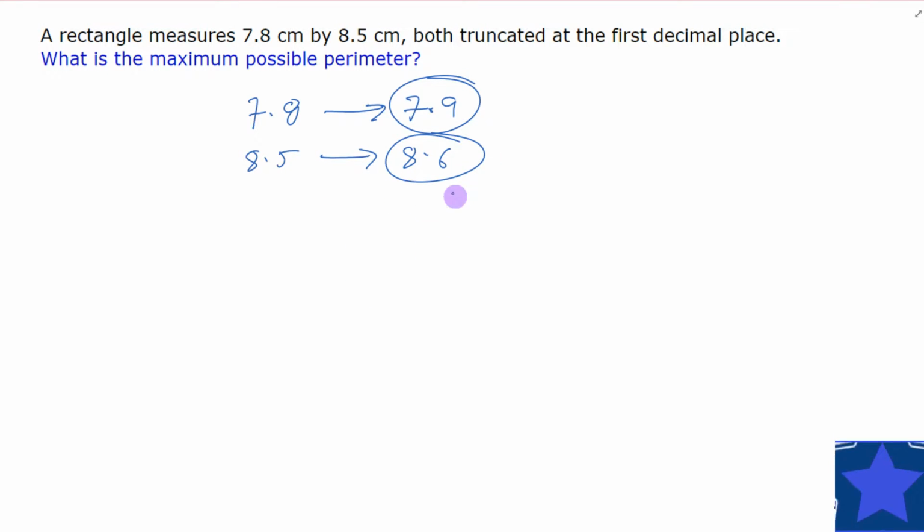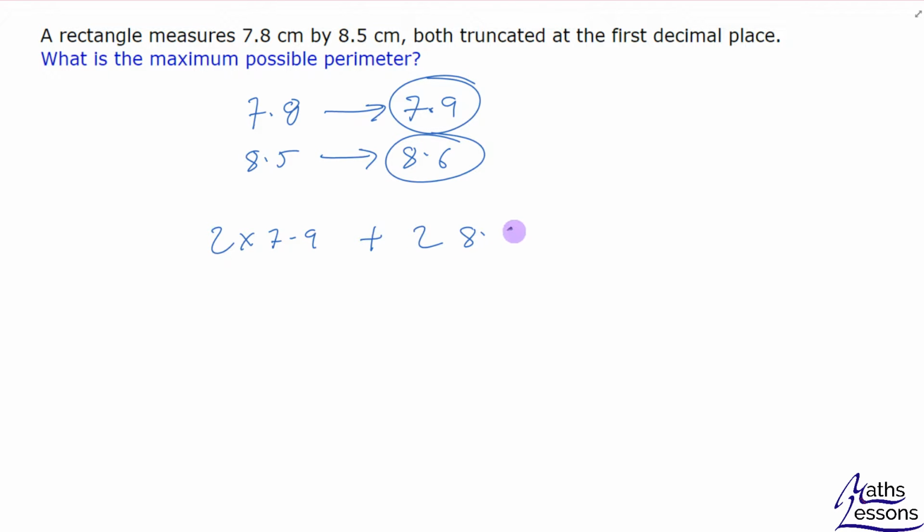So this is our boundary value. So this is the limit. It's actually the maximum value. This is the limit. Now, so we've got perimeter. So we've got 2 times 7.9 plus 2 times 8.6.